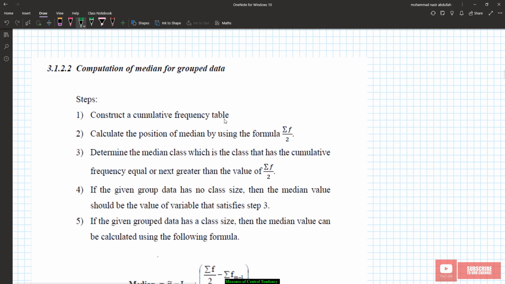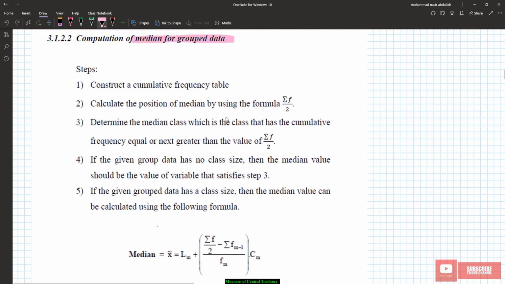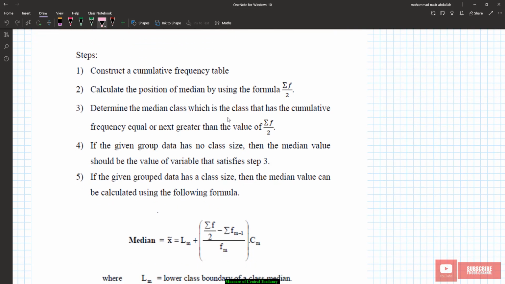Computation of median for grouped data. Let's look at the steps. The first step is to construct a cumulative frequency table. You still remember from the previous chapter how to construct a frequency table. And then we need to calculate the position of the median by using the formula summation of f divided by 2.